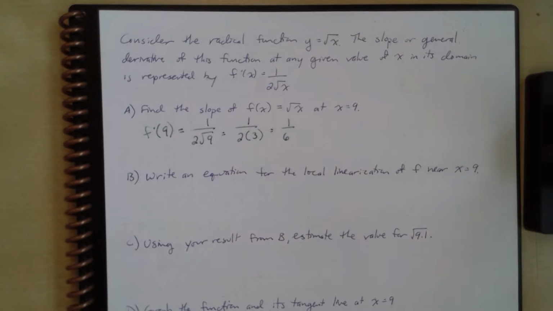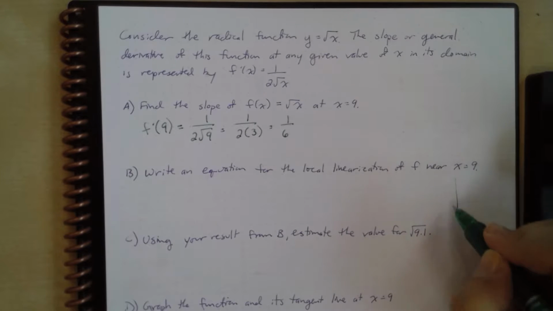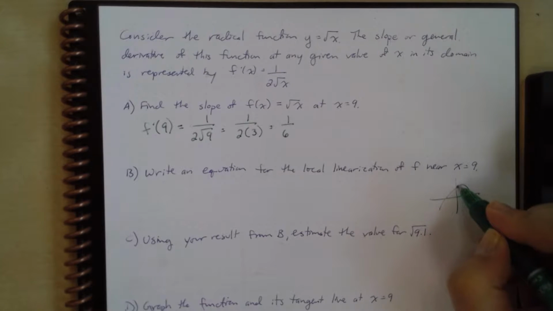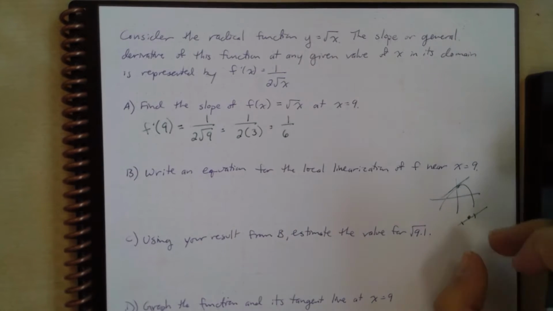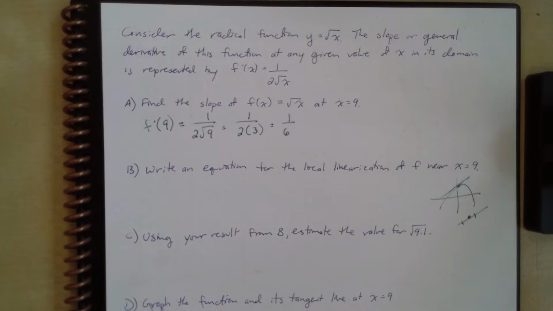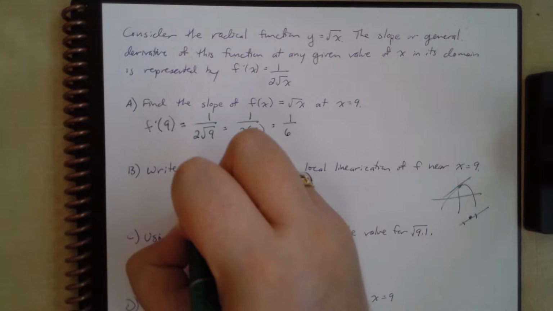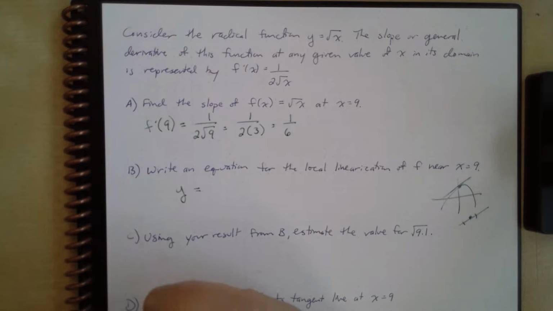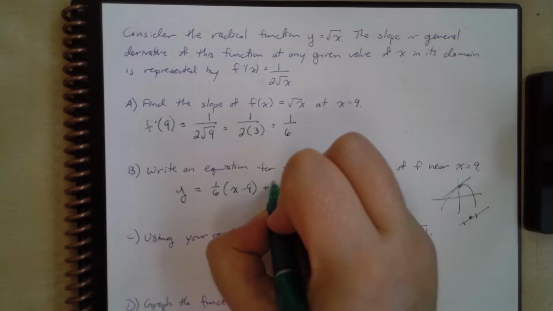Now we want to write an equation for the local linearization of f near x equals 9. Well, what is local linearization? We talked about that before. That's when we're zooming in closer and closer to that tangent line, and I kind of draw a close-up version of it. Local linearization is where that tangent line is being used to estimate between there. So let's write that equation. An equation here is going to be y equals 1/6 times x minus 9 plus 3.